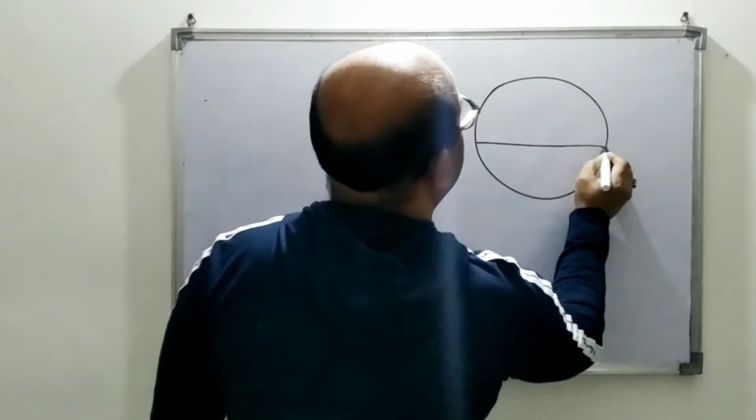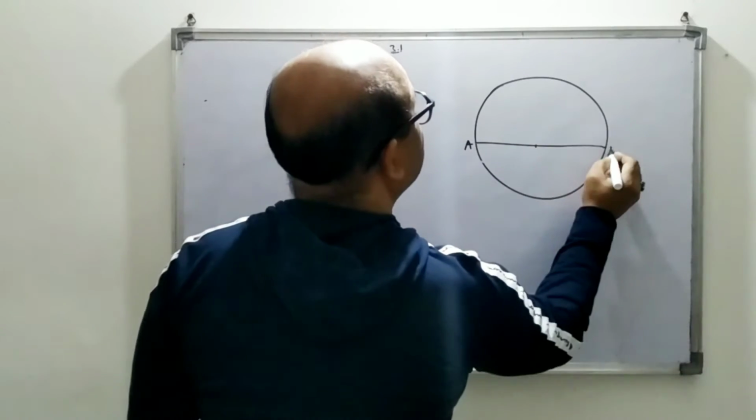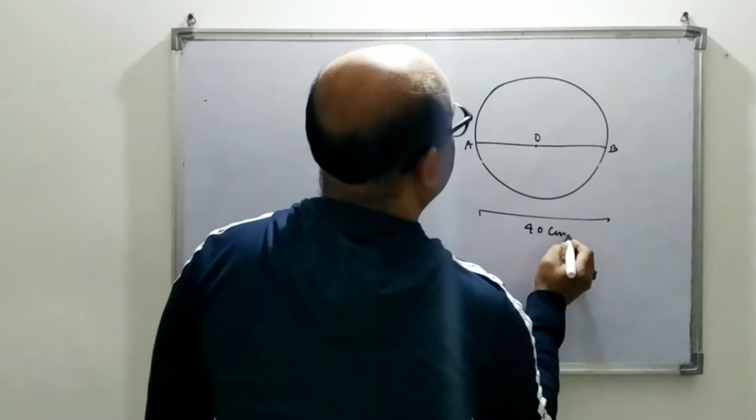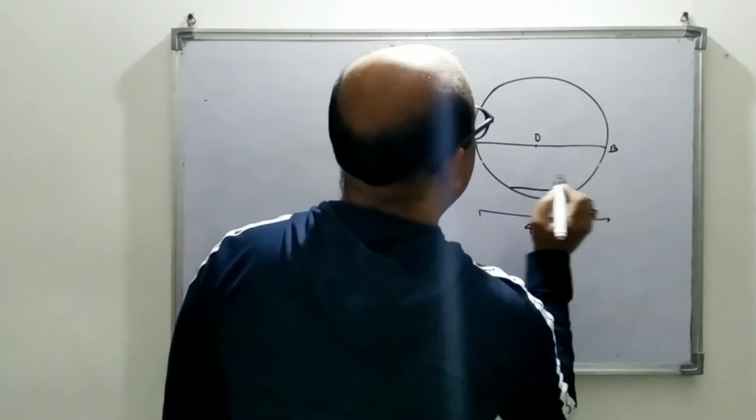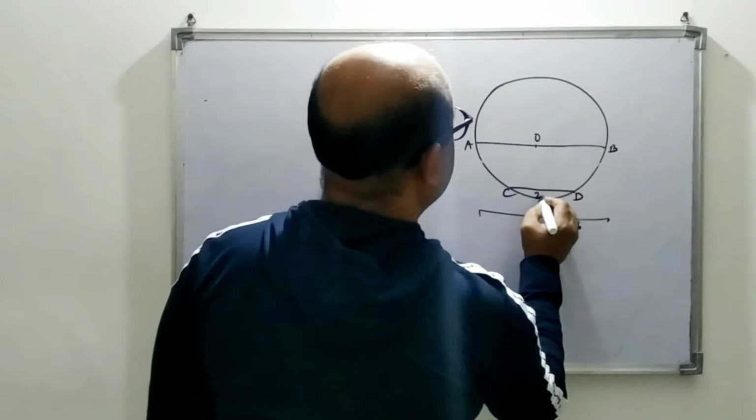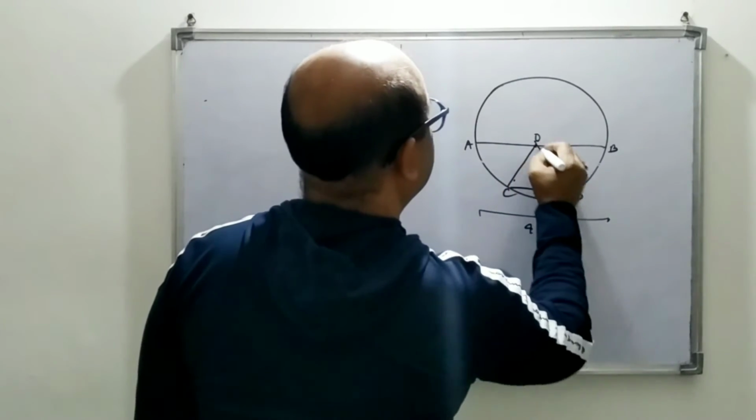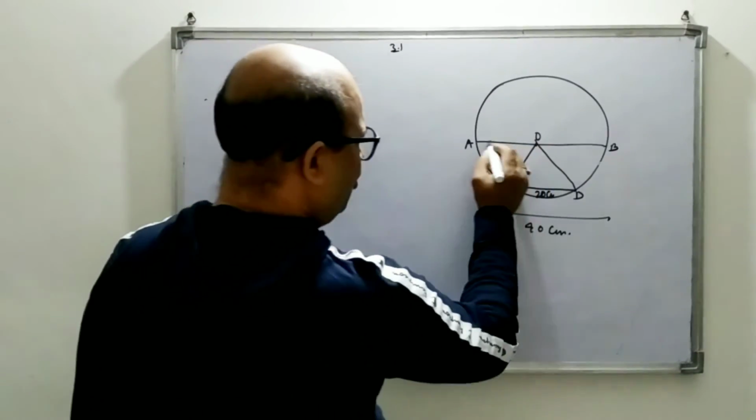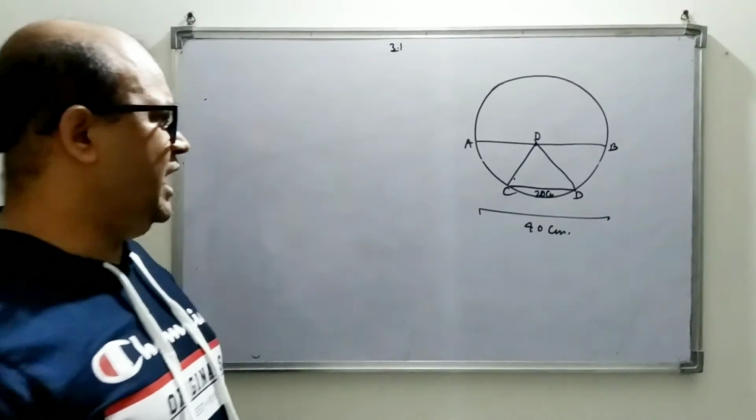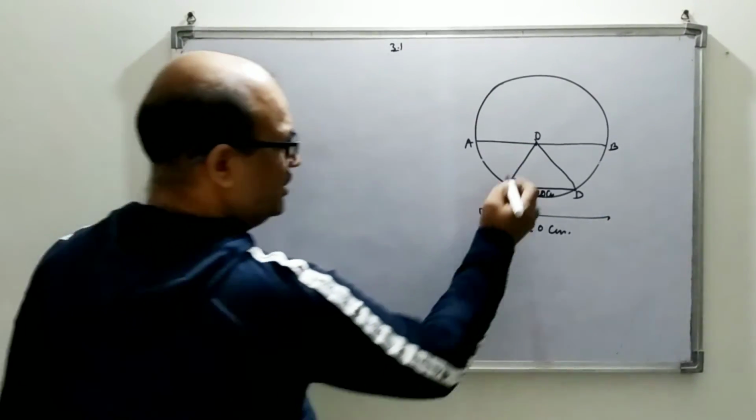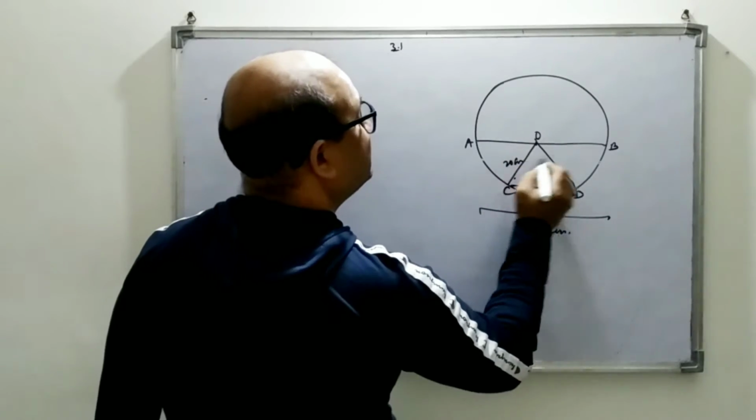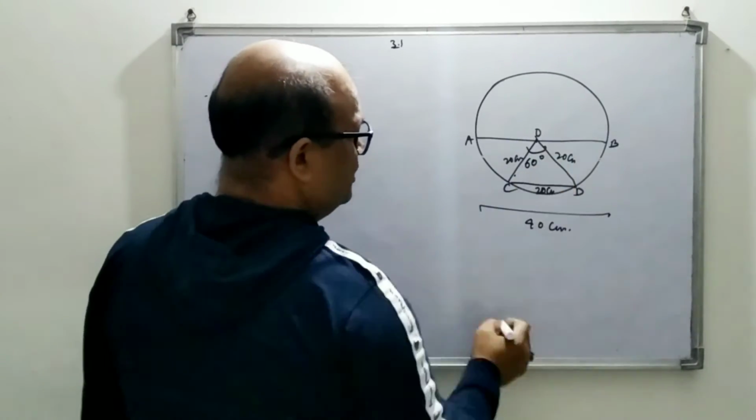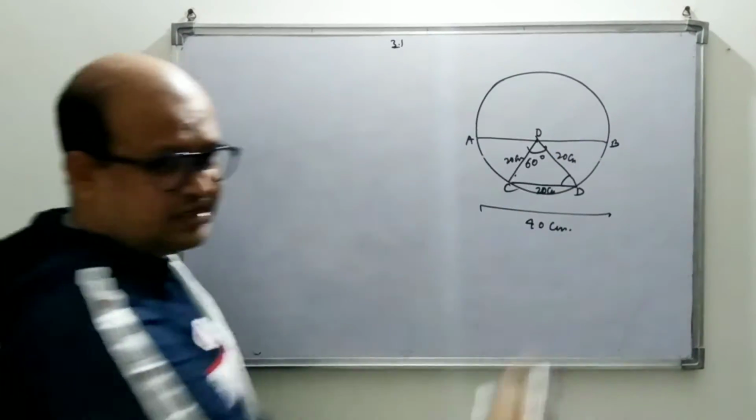This is the circle. Length of diameter is 40 centimeter. AB is the diameter. O is the center. This is AB equal to 40 centimeter. Length of chord is 20 centimeter. This CD is the chord, that is 20 centimeter. Join it. Now, since the length of diameter is 40, what is the length of each radius? That is 20 centimeter. This is 20 centimeter. So this angle makes 60 degree. So it is an equilateral triangle.